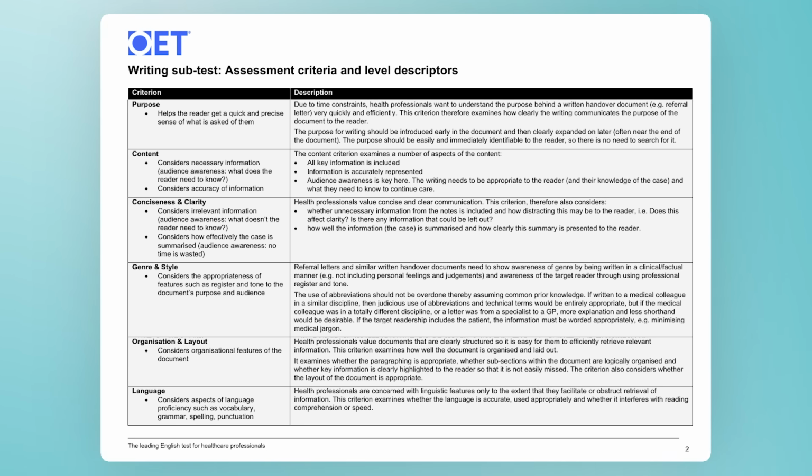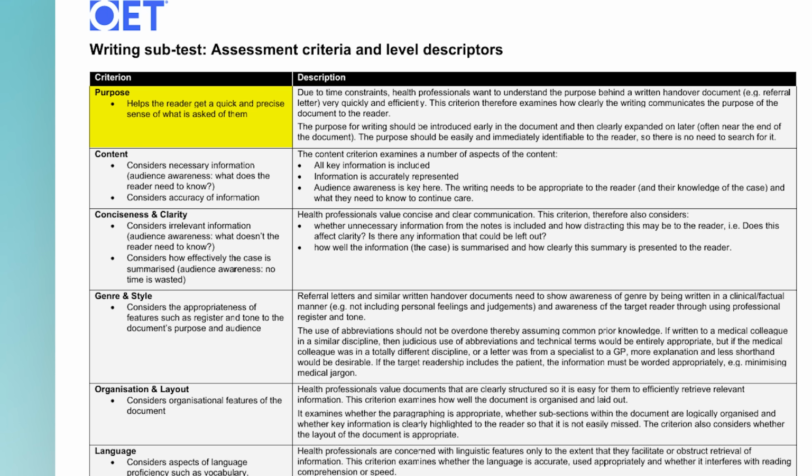Let's take a quick look at how OET writing is scored. Knowing what criteria your letter is being assessed against will help you to write a high-scoring response. There are 6 criteria. Purpose is scored out of 3, and the rest are scored out of 7. To summarize them: purpose. Is the reason for the letter immediately clear to the reader? Content. Did you include the necessary information and leave out the distractions?